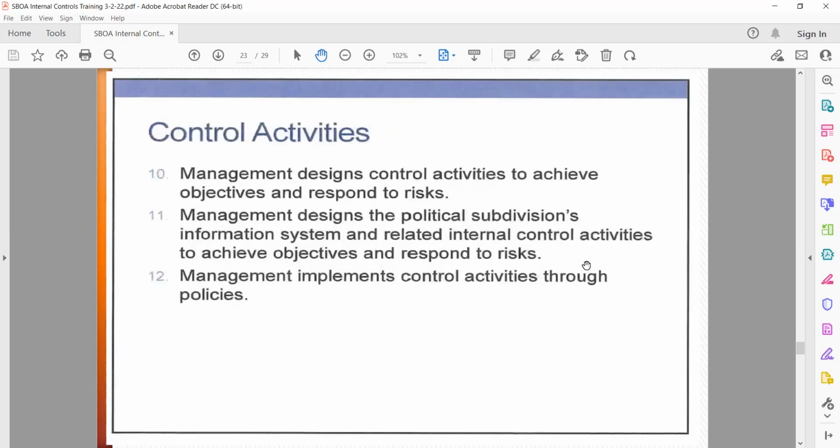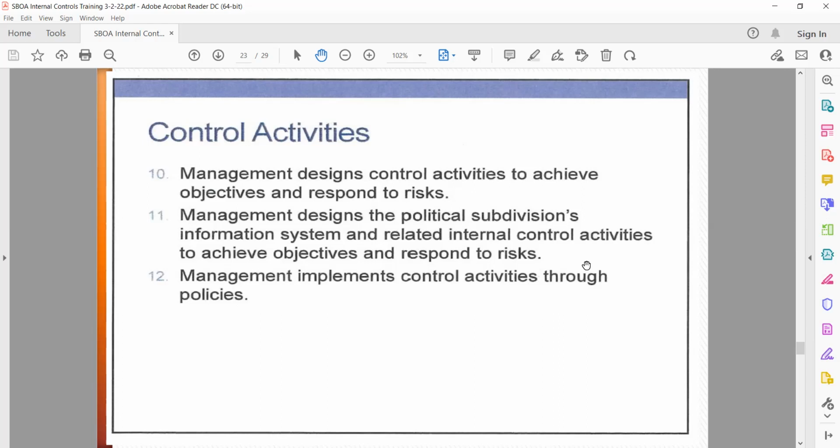Control activities contain 3 principles. Number 10, management designs control activities to achieve objectives and respond to risks. Number 11, management designs the political subdivision's information system and related internal control activities to achieve objectives and respond to risks. Number 12, management implements control activities through policies. Control procedures should be designed to prevent, detect, or reduce the identified risks that interfere with achieving management's objectives. This internal control component typically contains your most important or key controls.